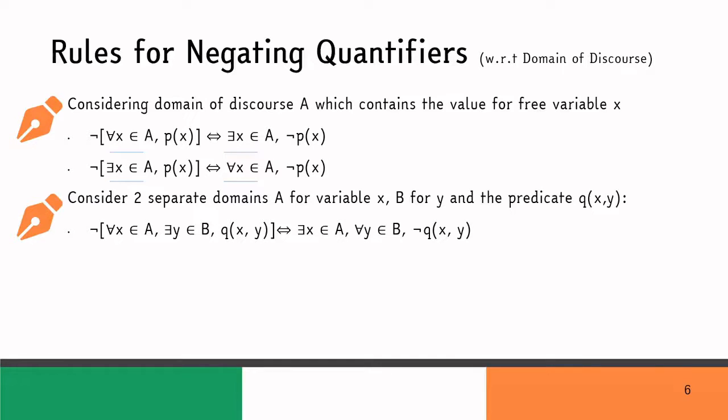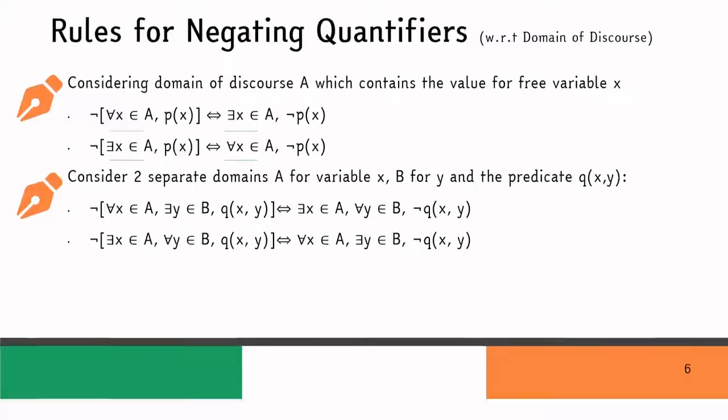We can also express the counter statement, the negation of the predicate. There exists x in domain A and for all values of y in domain B, Q of x, y. It's the same as for all values of x in domain A and there exists a value of y in domain B for which negation of Q of x, y is true. From both the statements, it is evident that the negation reverses the quantifiers and applies a negation to the predicate, the same as we saw before.